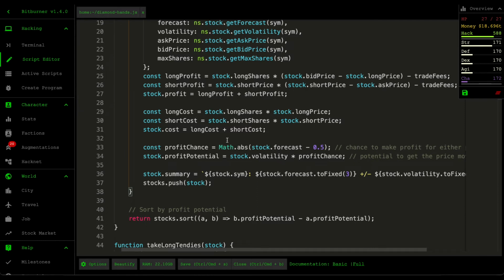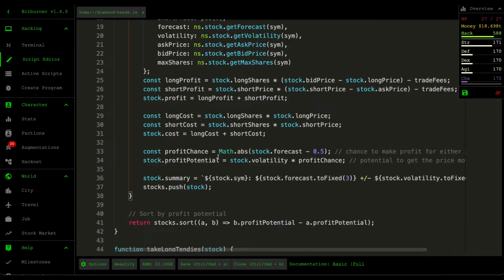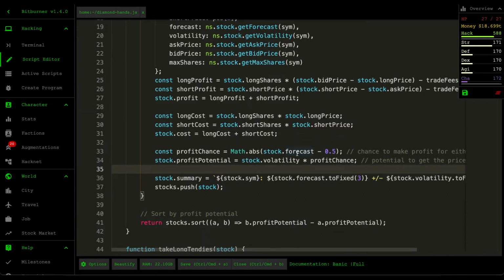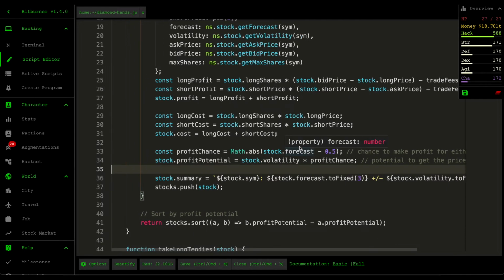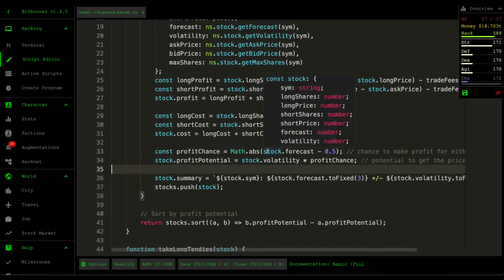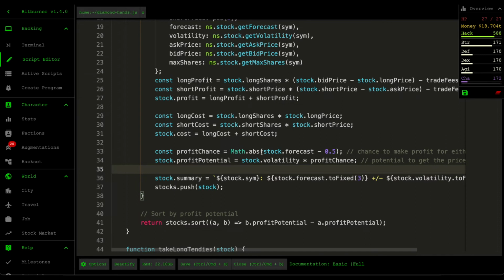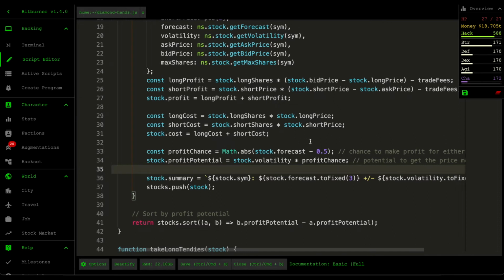So this is the profit potential that we want to calculate. Basically, if you remember what I told you guys at the beginning of this video, this forecast value is between 0 and 1. And if the stock will go up, that value will be greater than 0.5. If the forecast value is below 0.5, then the value of the stock will go down in the next tick. So we want to calculate the even chance of making profit, whether we're taking the long or short position.